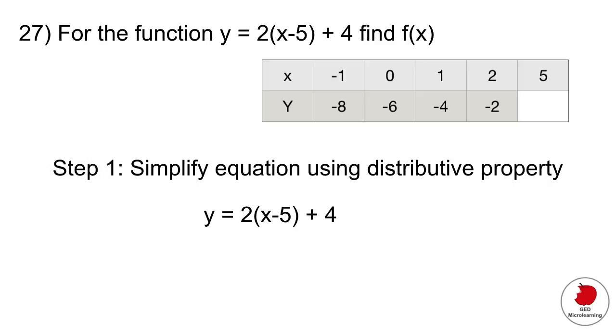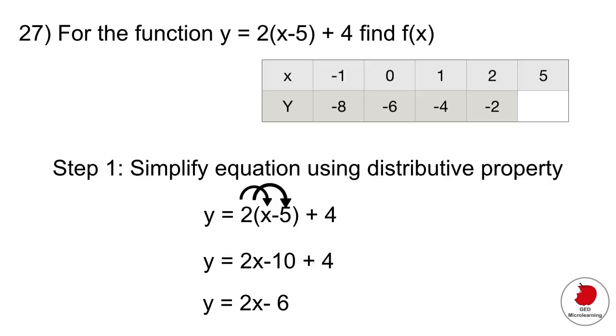Okay, so step 1 here is, first of all, to simplify the equation using the distributive property. All right, so what that means is that you're going to multiply that 2 outside of the parentheses by everything that's inside the parentheses. Okay, so multiply 2 times x and multiply 2 times minus 5. That gives you 2x minus 10 plus 4. All right, and the next step, just clean that equation up, so you end up with 2x minus 6. Okay, so that's step 1.